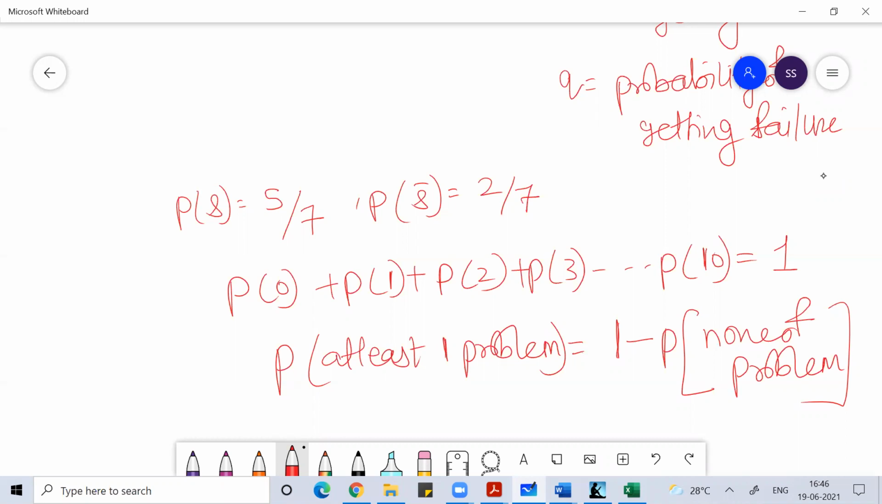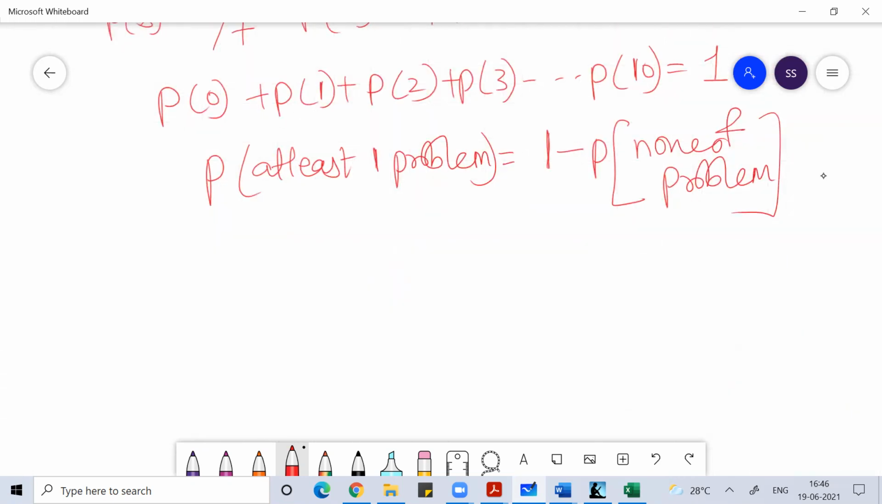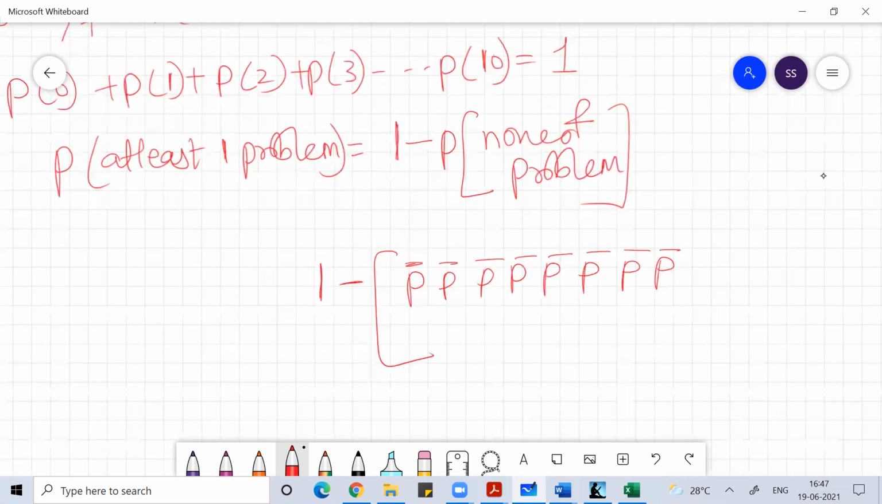So at least he is able to solve one problem means the probability that he can solve one problem plus two problems plus three plus four plus five, till 10 problems. That is one minus the probability that he ends up solving no problem. One minus none of the problems. First also not able to solve. You give a problem to Bhavesh, not able to solve. All the 10 problems he is not able to solve. I hope you understand me.